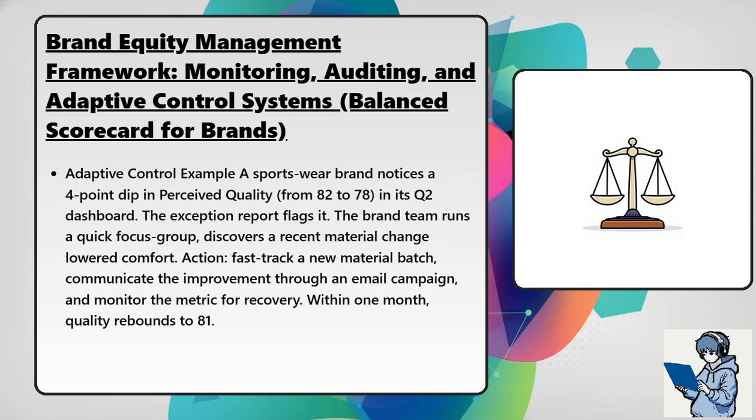Adaptive control example. A sportswear brand notices a 4-point dip in perceived quality, from 82 to 78, in its second quarter dashboard. The exception report flags it. The brand team runs a quick focus group, discovers a recent material change lowered comfort. Action: fast-track a new material batch, communicate the improvement through an email campaign, and monitor the metric for recovery. Within 1 month, quality rebounds to 81.